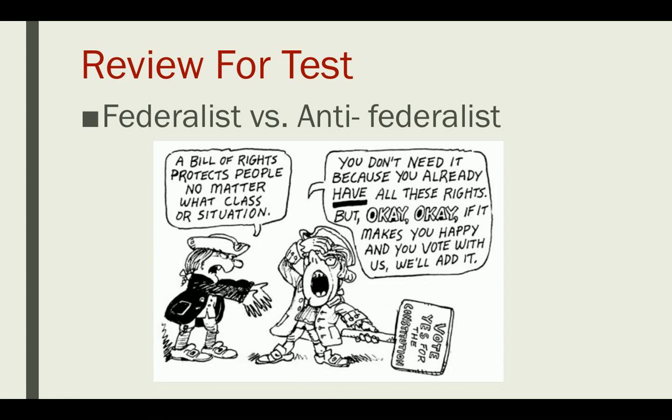So you can see on the other side, the Federalist is saying, you don't need it because you already have all of these rights, but okay, if it makes you happy and you vote with us, we'll add it. So the Federalists added the Bill of Rights right after the ratification or passing approval of the Constitution, and they held up their bargain to the Anti-Federalists.